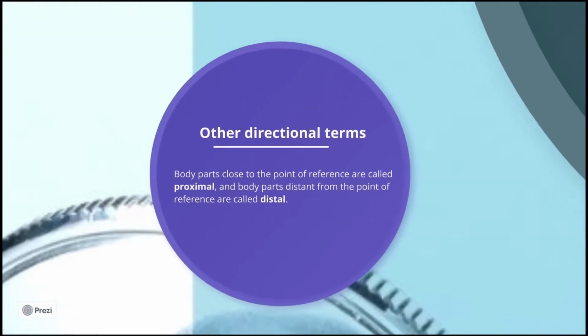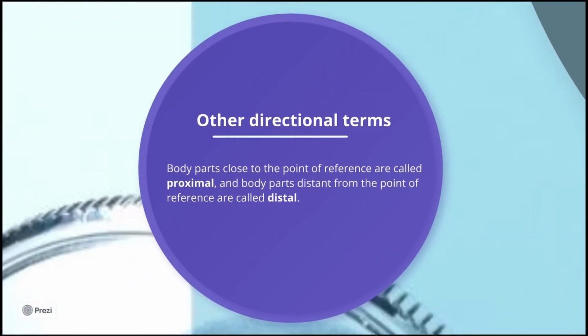Other directional terms are also proximal and distal. Body parts close to the point of reference, which is usually the main trunk of the body, are called proximal, and body parts distant from the point of reference are called distal.